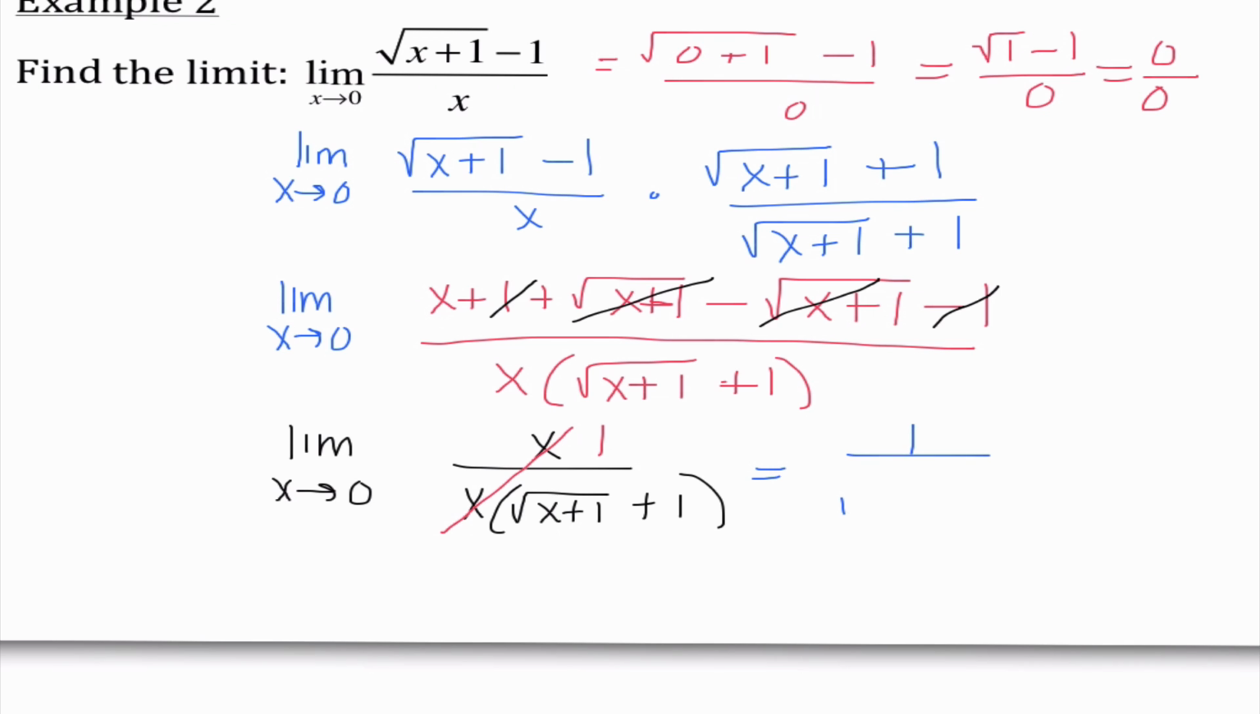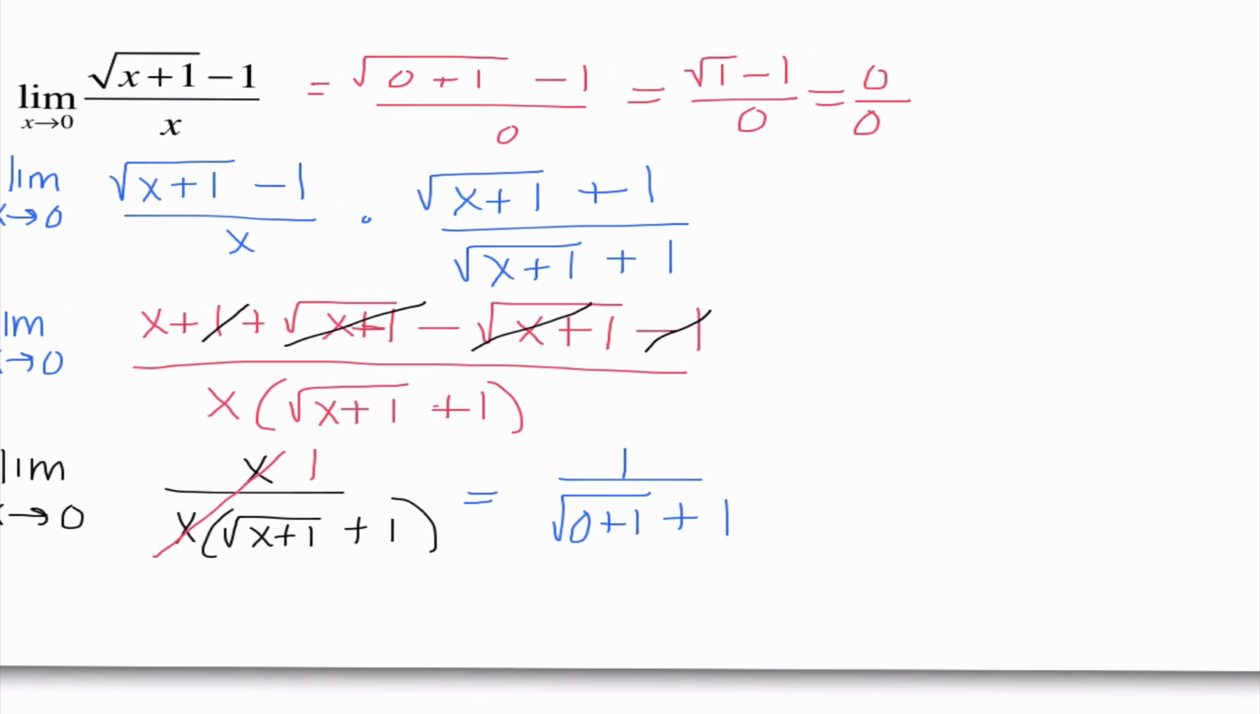So I get 1 over the square root of 0 plus 1 plus 1. I know that the square root of 1 is 1. 1 plus 1 is 2, so I get 1/2. So we're going to say our answer is the limit of the square root of x plus 1 minus 1 over x as x approaches 0 is 1/2.